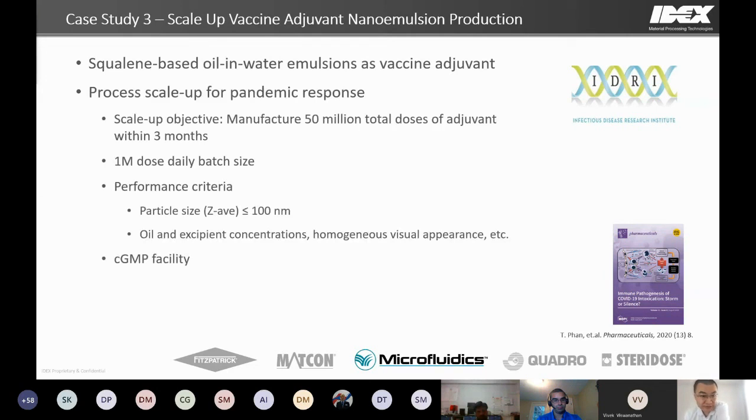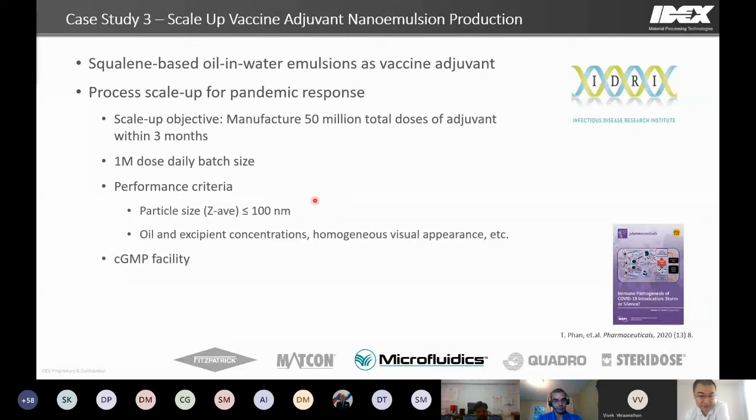The objective of this study is to scale up IDRI's current manufacturing process in case they need to respond to a pandemic situation. And the requirement is they need to be able to supply 50 million total doses of adjuvant within the time period of 3 months. So after considering all the factors, along with making a few assumptions, IDRI has come up with an initial estimate that the production scale needs to be able to process 1 million doses daily in terms of batch size in order to meet the requirement.